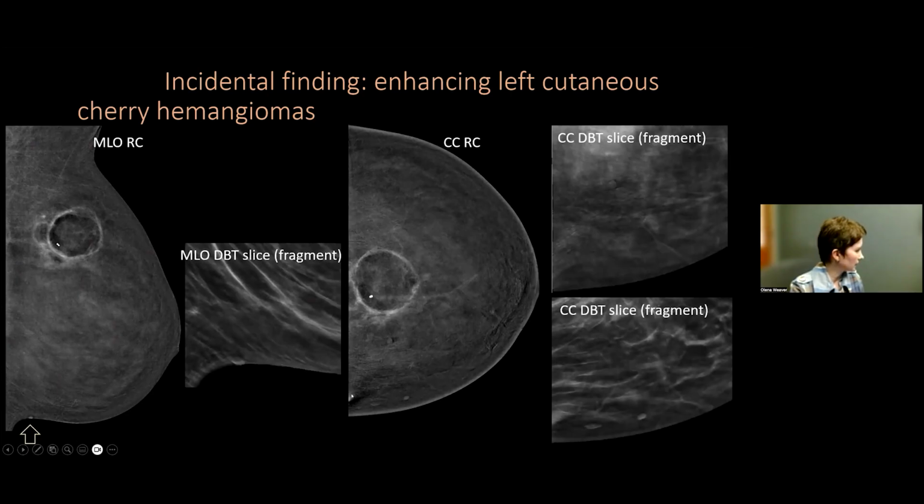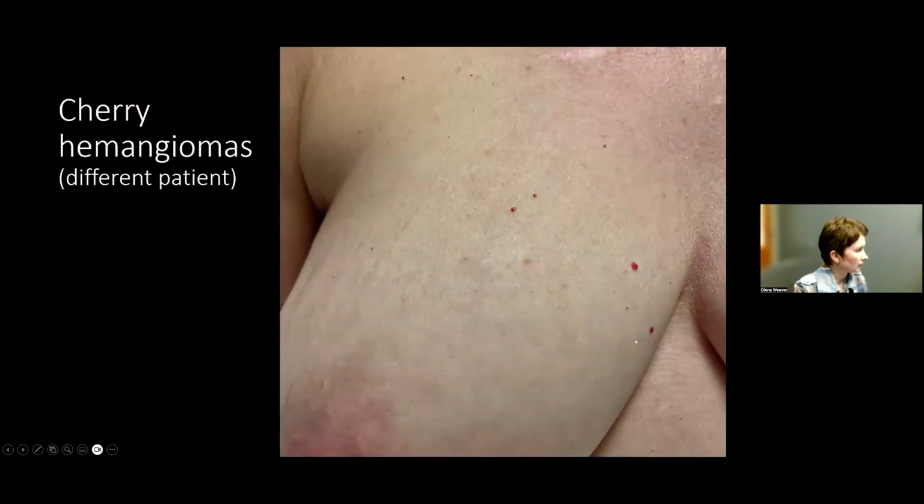It is enhancing, and this is her recombined image, and it shows actually several of these. So you see it's oval, circumscribed, enhancing, and it has a little dark rim around it. That's the air trapped around it. That's a very nice sign that these are on the skin. And these are her DBT slices. Again, shows that these are little masses on the skin. And this is an example of how they look like on a patient.